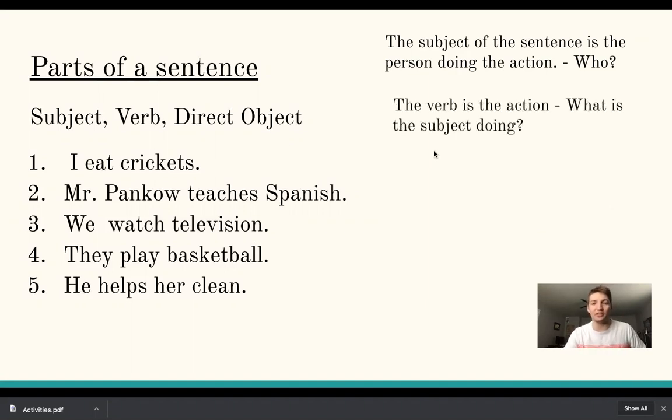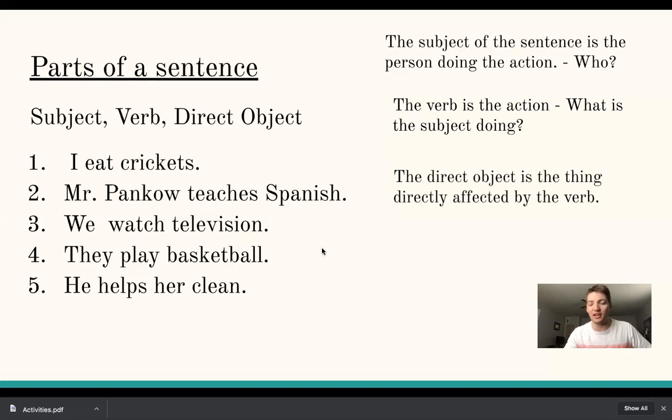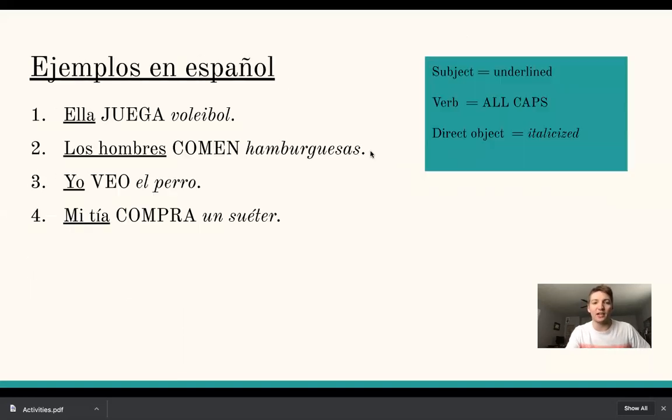Next thing we need to identify is the verb. The verb is the action. It's eating, teaching, watching, playing, and helping. And finally, for today's lesson, we need to understand what the direct object is. And the direct object is the thing directly affected by the verb. So what are we eating? We're eating crickets. What are we teaching? We're teaching Spanish. What are we watching? We're watching television. What are we playing? Basketball. And who are we helping? Her. Okay, it's the thing directly affected by the verb. Okay, so again, subject, verb, and direct object.